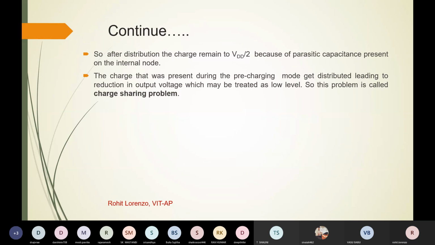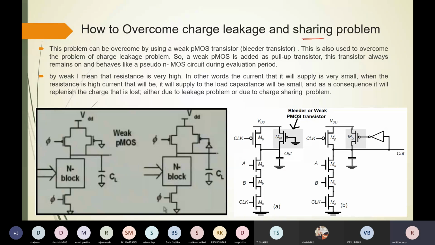Okay, how can we overcome this charge leakage problem and charge sharing problem? Simply, I will use a weak PMOS transistor. Suppose it is a weak PMOS, it means there is a pseudo NMOS I have used here. So what will happen, suppose the one is charged here, so this will be always on, and it will maintain the one value. Suppose in case it is discharged, the one value is maintained by this weak pull-up, weak PMOS. Now the same disadvantage is there as in pseudo NMOS, it is always on, so again there will be a leakage problem from this to this.